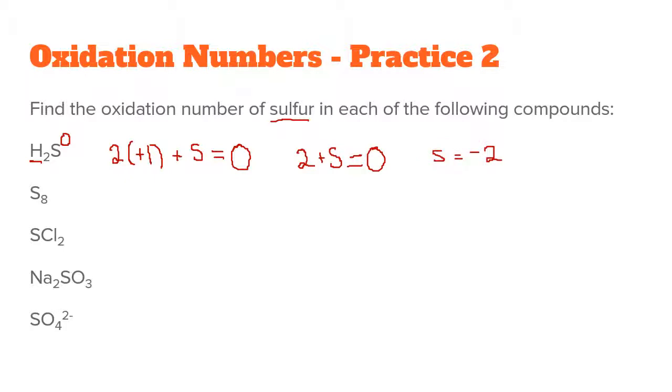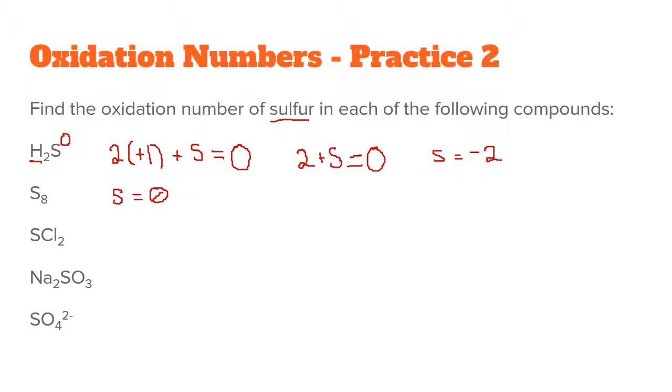Now the next one, S8, is an elemental form. It's not bonded to anything, and your rule number 1 says that the oxidation number of a pure element is always equal to 0. So for this one, the oxidation state of sulfur is 0.